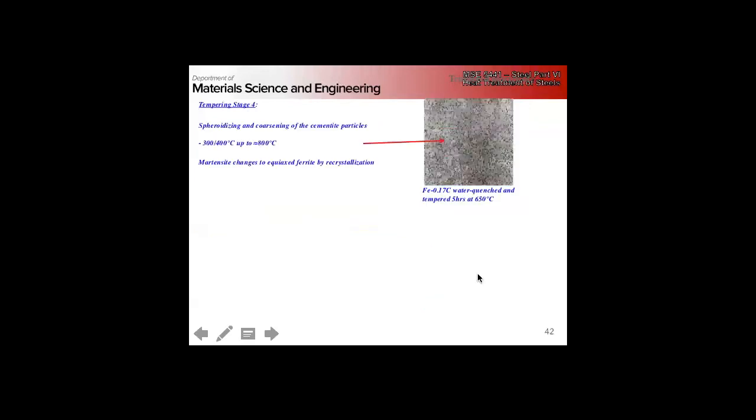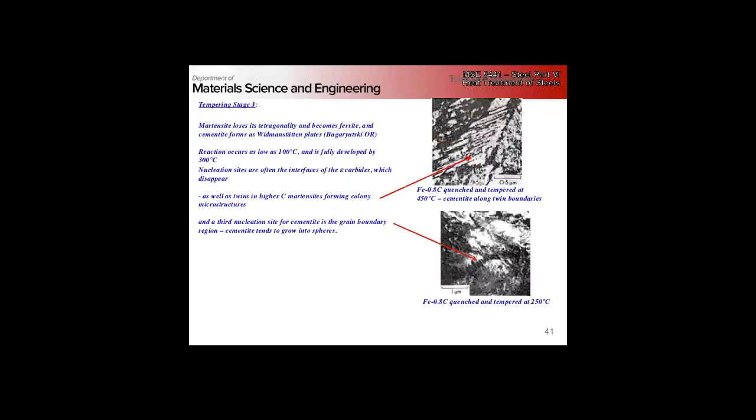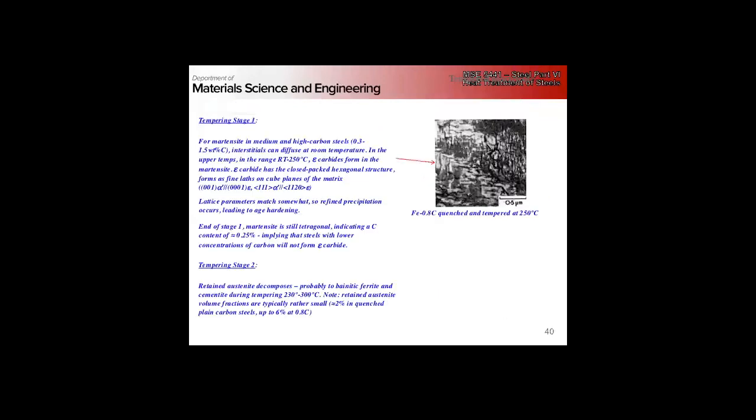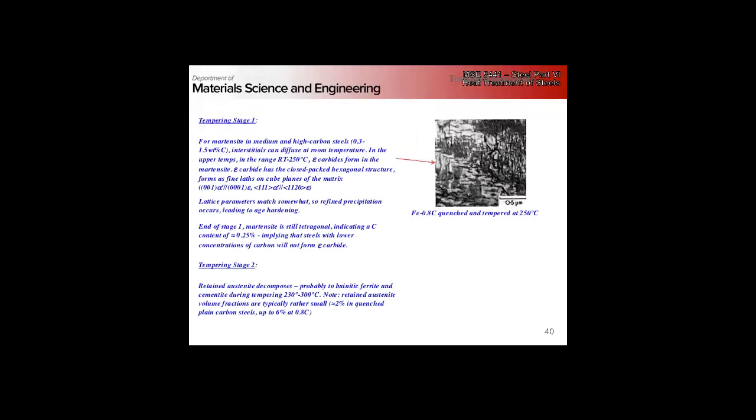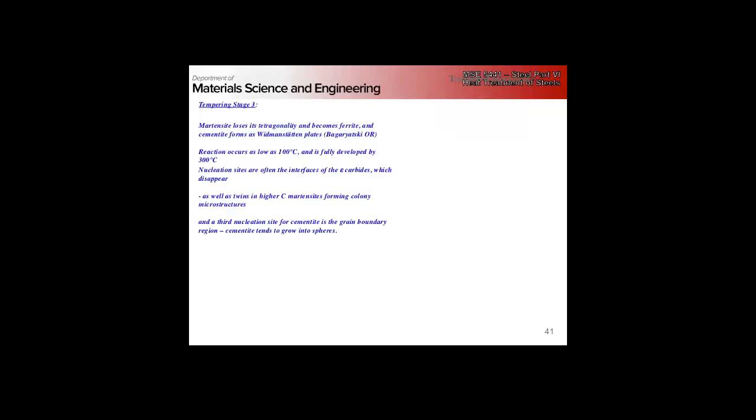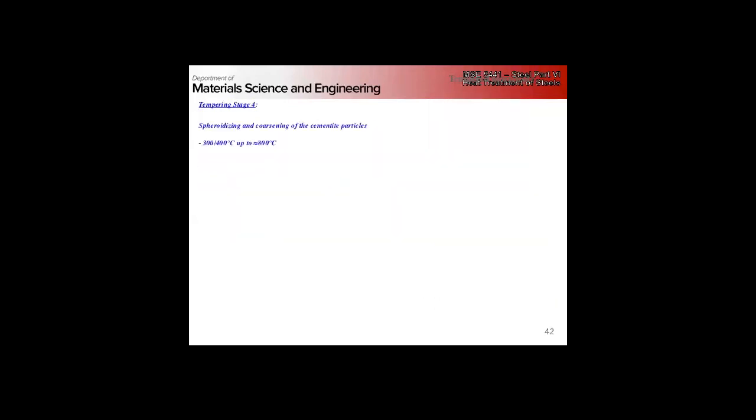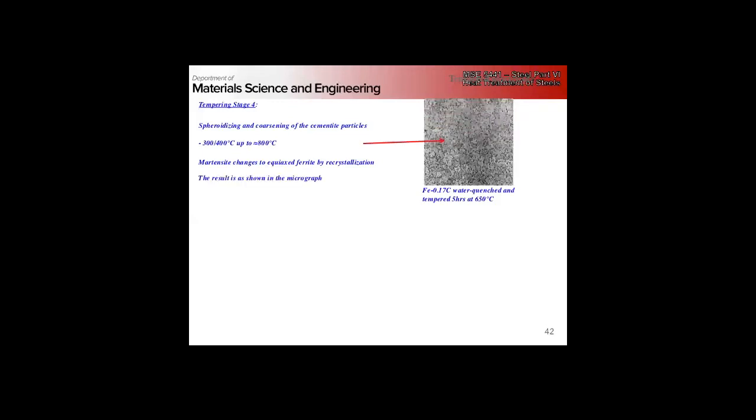And then stage 4 tempering, if we go up to even higher temperatures. So before, stage 1 was below 250. Stage 2 is 250 to 300. Stage 3 is above 300. And then stage 4 is above that, up to about 800. And at this range, we get spheroidization.